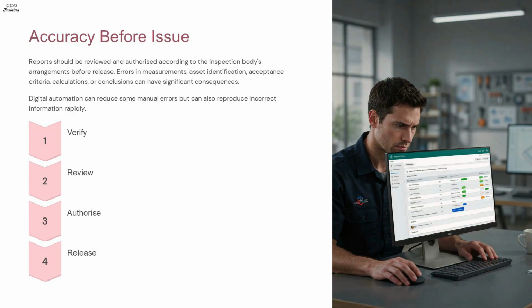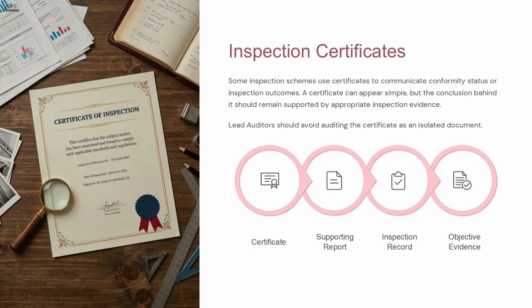Reports must be verified, reviewed, authorized, and released accurately. Digital automation can help reduce errors but must be managed carefully. Certificates communicate conformity status but must be supported by evidence. Lead auditors should treat certificates as part of a larger inspection record.